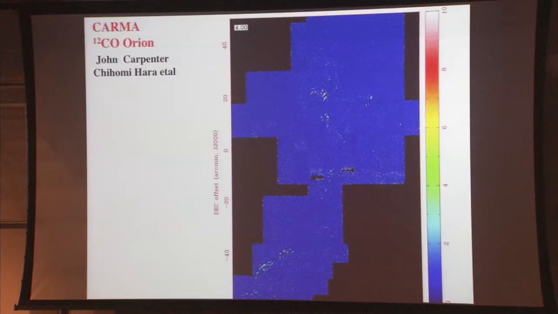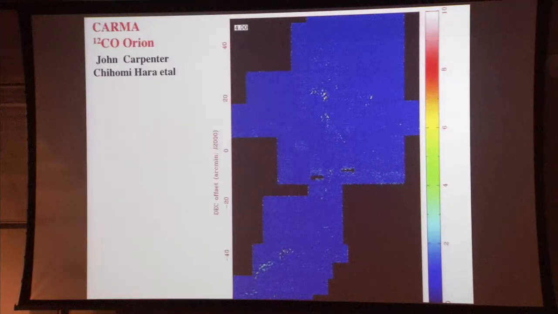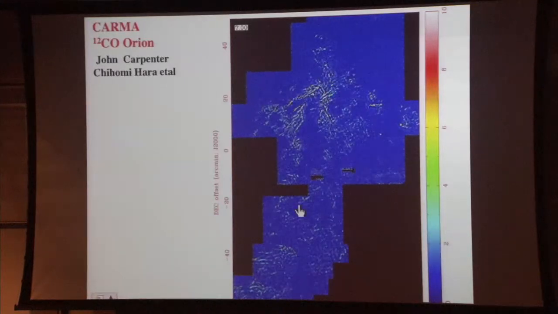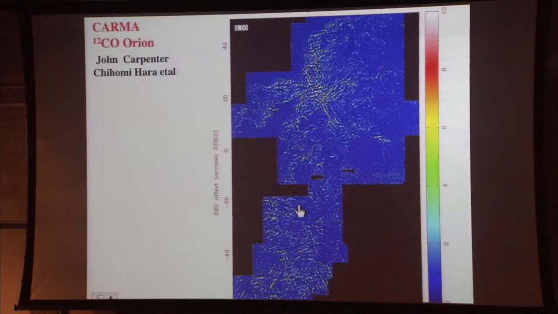Now, here is a beautiful map, which I just saw last week for the first time, from CARMA by John Carpenter and Ahara, and a large group of collaborators, something like 3,000 mosaic pointings made with the CARMA array. And what I'm going to show you very quickly is a movie going in velocities from 4 up to about 12 or 13 kilometers per second. And the structure here is really remarkable, fine structure. And looking at this movie, I saw one thing for the first time, and let's see if you see it.